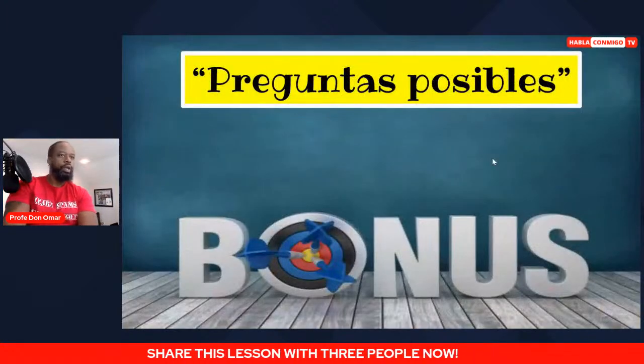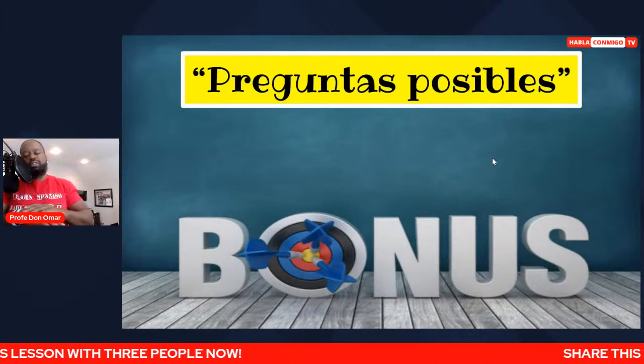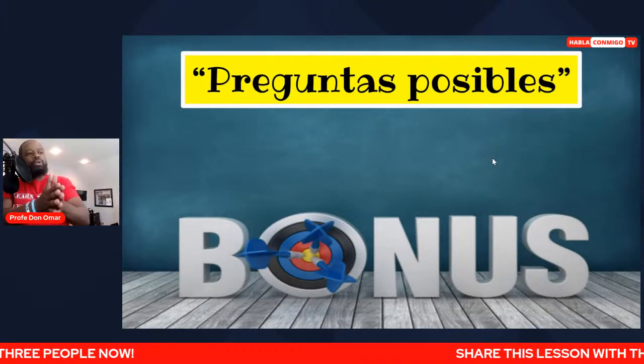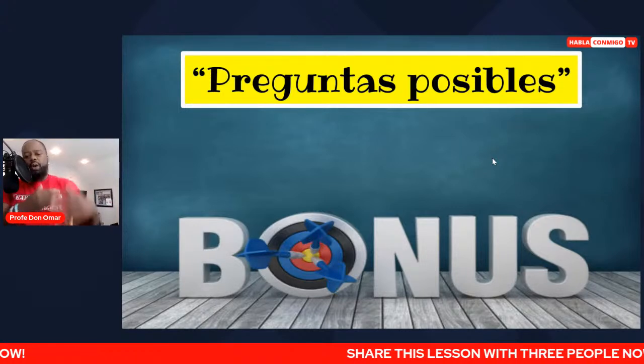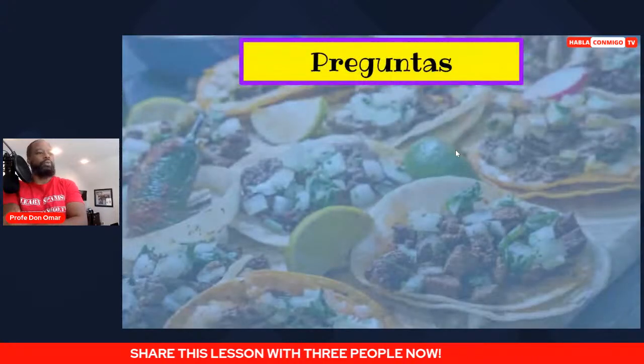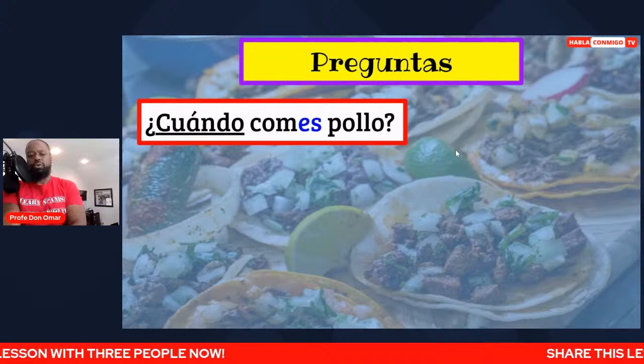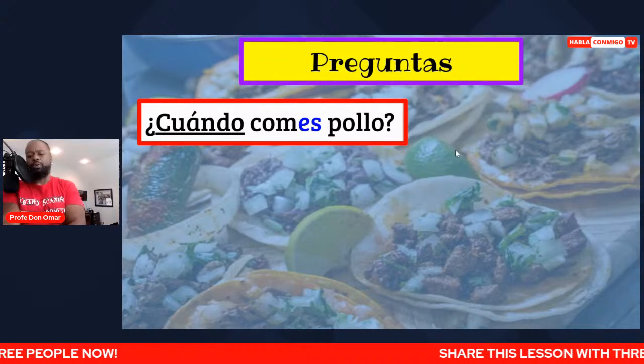Okay. Here we go. Aquí tenemos una sección de bonus. We got una sección de bono. So we've got bonus right here. Preguntas posibles. Here are some possible questions that you could come across if somebody's asking you something, right? So they might say something like this. ¿Cuándo comes pollo? Okay. ¿Cuándo comes pollo?